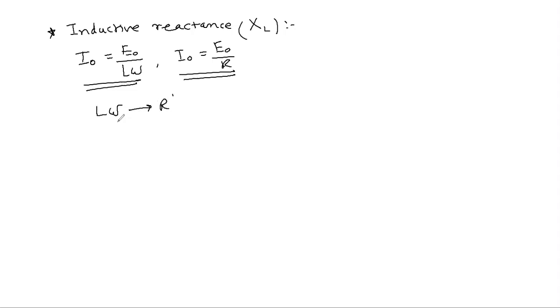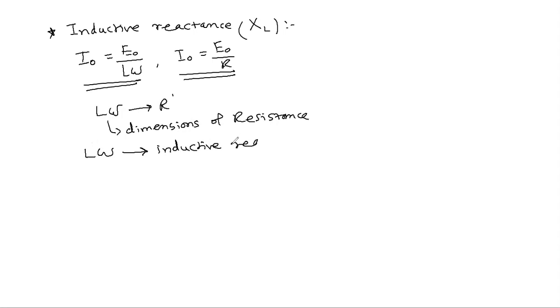This one is having the dimensions of resistance. So the term L omega is known as inductive reactance, and it is denoted by X suffix L.